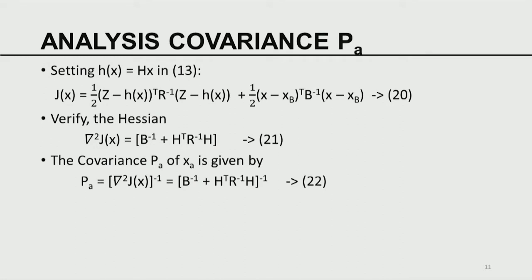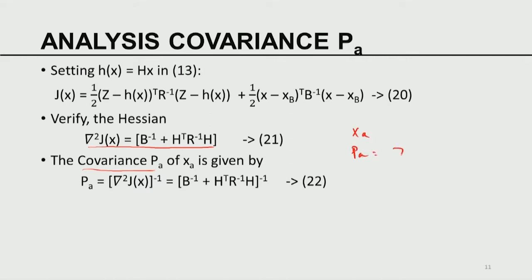So we have already seen this. The Hessian of the J function, again I would like you to verify. We have already seen when we did statistical least squares, the inverse of the Hessian is indeed the covariance of the analysis. So I have XA, I have PA.